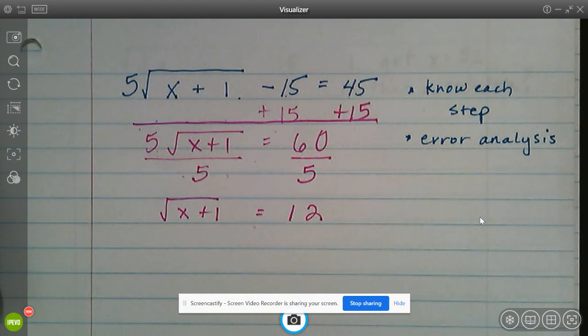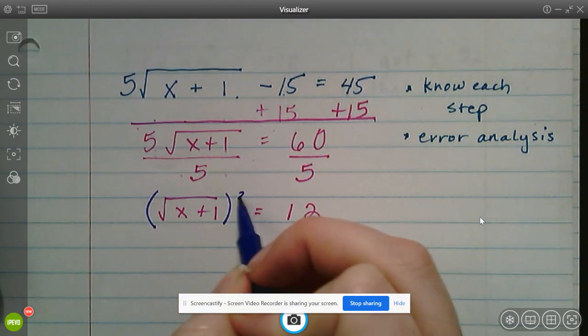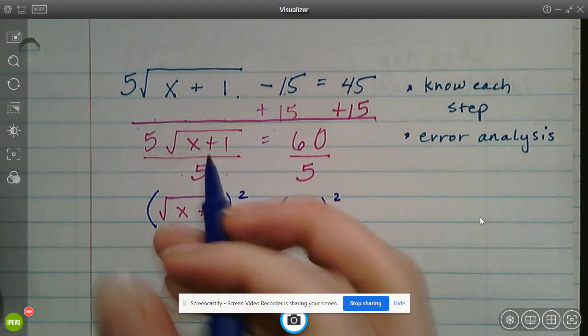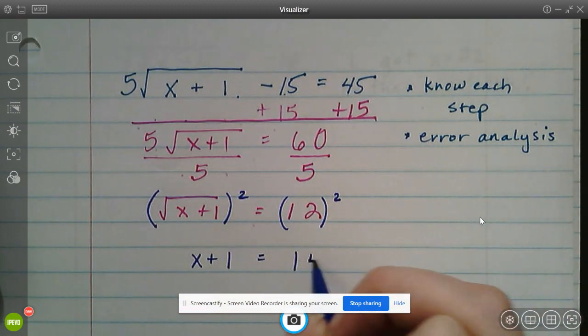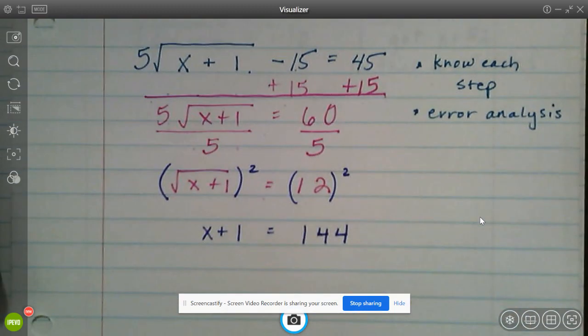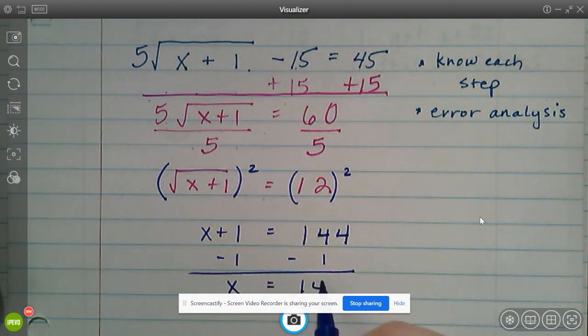And in this case, I'm going to square both sides, because that's how you undo a square root. So I'm going to square this, and I'm going to square this. Okay, so that gives me x plus 1, and 12 squared is 144. Okay, so I still have to solve for x, so minus 1, and my answer is 143.